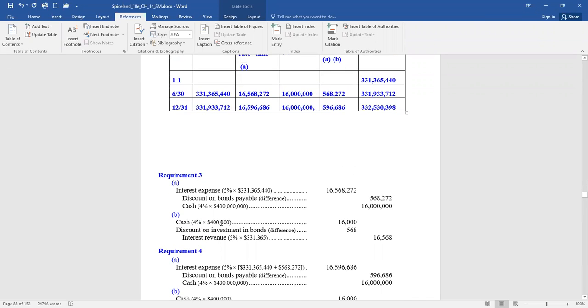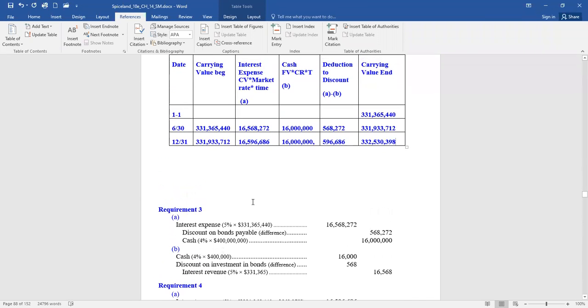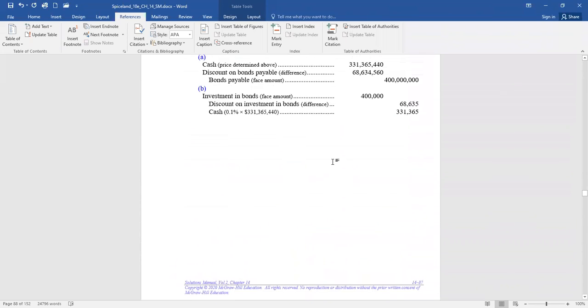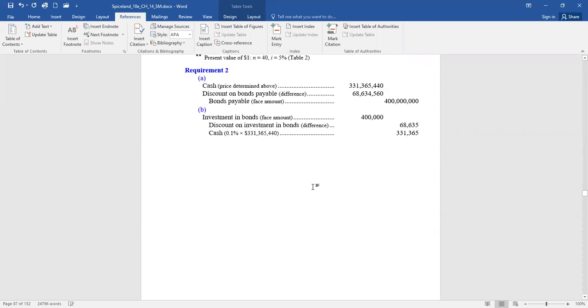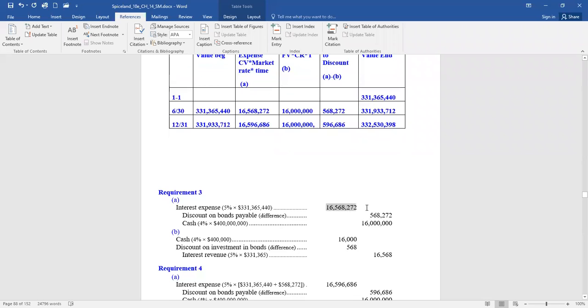So this is the effective interest method. And I encourage you, you can make an Excel spreadsheet and do all 40 interest payments. And you will see that when you finish, the carrying value will be at 400 million. You would have reduced the discount on bonds payable for the entire $68,634,560, properly recognizing it over the life of the bond as interest expense.